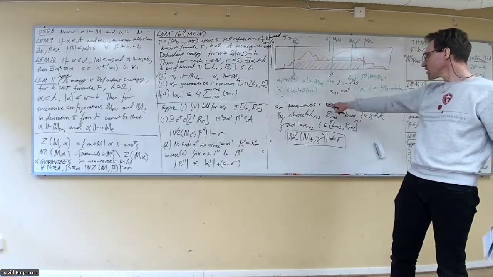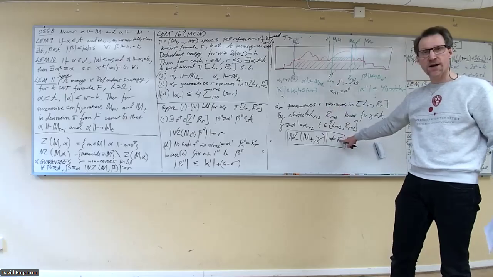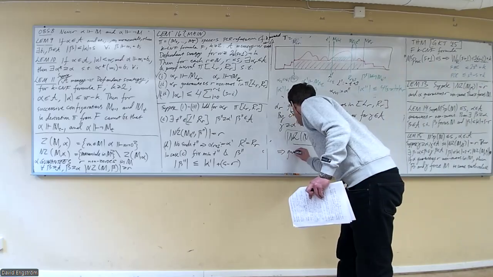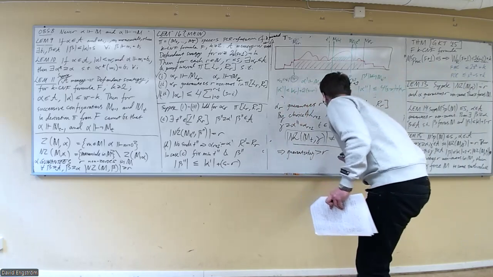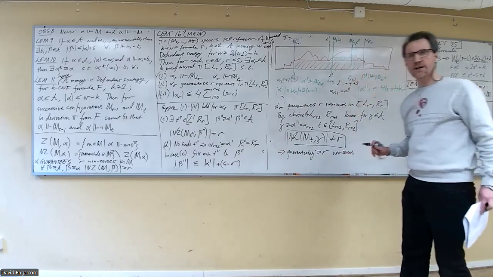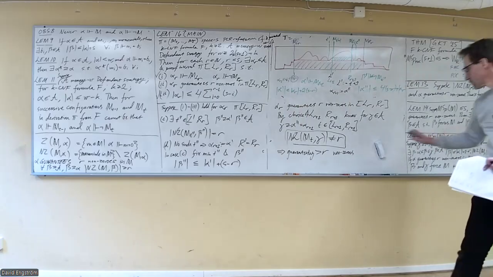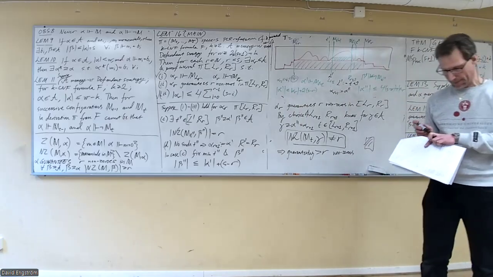But I am guaranteeing R non-zeros. So if I am guaranteeing R non-zeros, but I never hit value R, that is the same thing as saying that I'm guaranteeing strictly more than R non-zeros. In particular, at least R plus 1. Done.